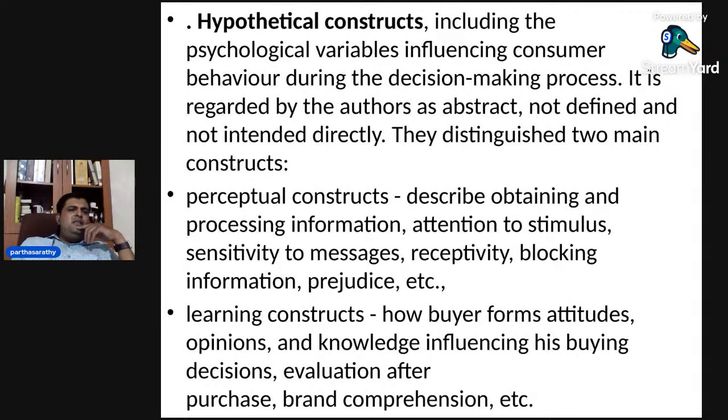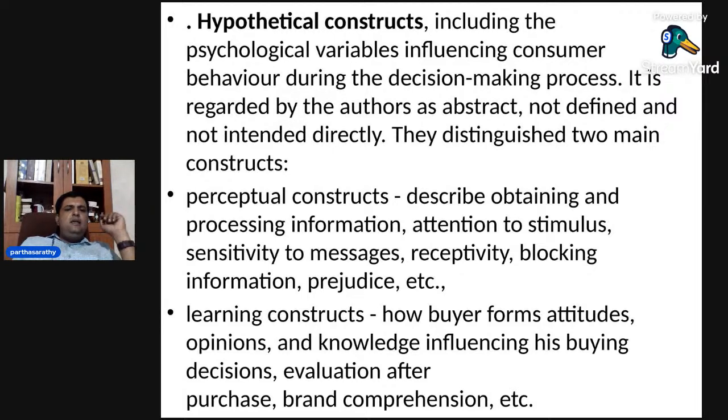Blocking information. Every piece of information that I get, to some of it I may pay attention, to some of it I may not. So some of the information I block and leave, and some I take to further processing. Again, that all depends upon our past experiences. Then prejudice, so what kind of beliefs I hold. That also plays a very important role.